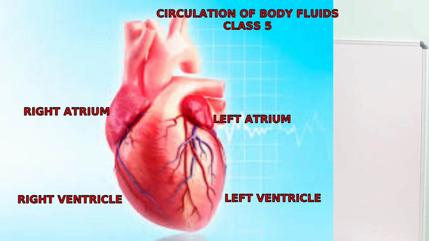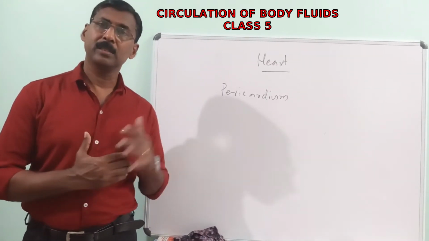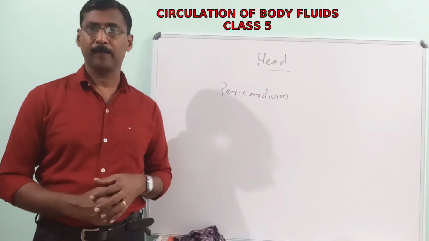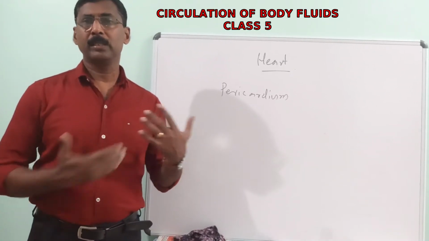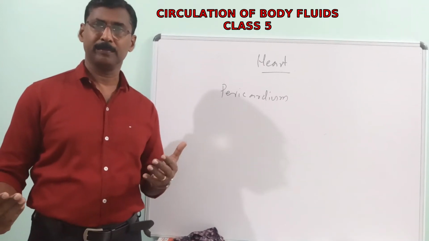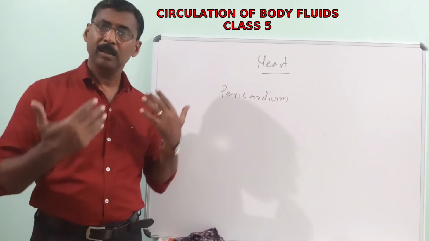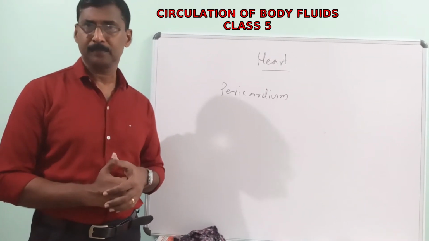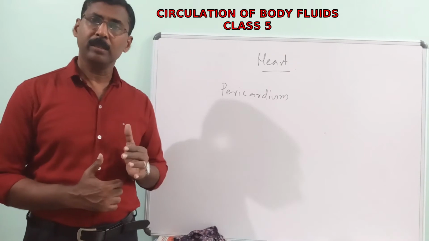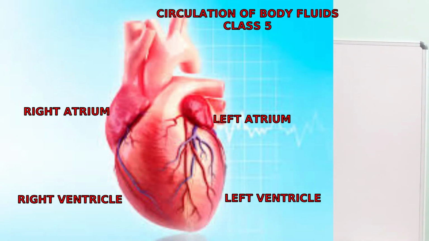So the heart has a left side and a right side, just as we have. Our right side is the right side of the heart, and our left side is the left side of the heart. So this is the right side of the heart, and this is the left side of the heart. So we have on the left side one atrium and one ventricle, and on the right side one atrium and one ventricle. So there are 4 chambers.